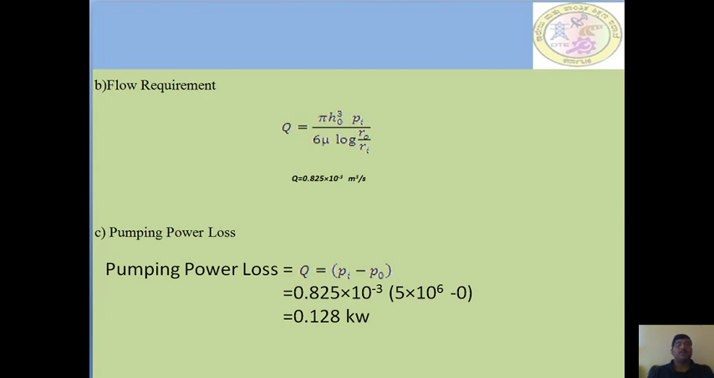After getting the Q, we have to find out the pumping power loss. Pumping power loss is given by (Pi minus P naught) times Q. Q is already obtained in the problem. Q multiplied by Pi minus P naught, we will get 0.128 kilowatts.